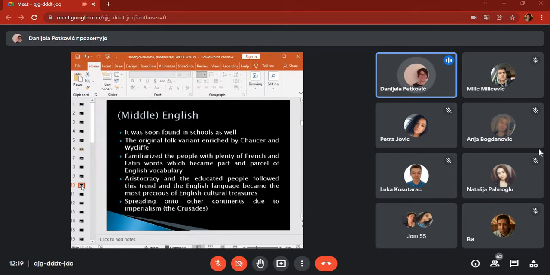And also Wycliffe. This Middle English familiarized people with plenty of French and Latin words, and they became part and parcel of English vocabulary, as Professor Vesna Lopacic states in her history, Introduction to British Studies. So aristocracy and educated people ultimately followed the trend. The English language became the most precious of English cultural treasures. That's one way of seeing it.